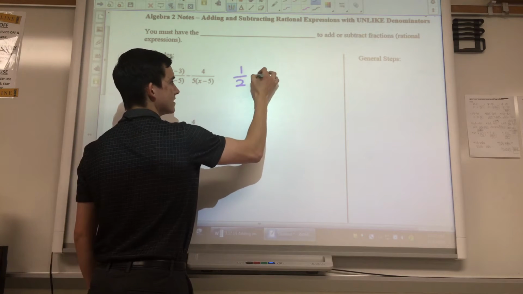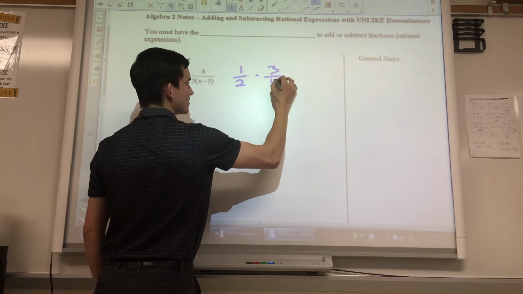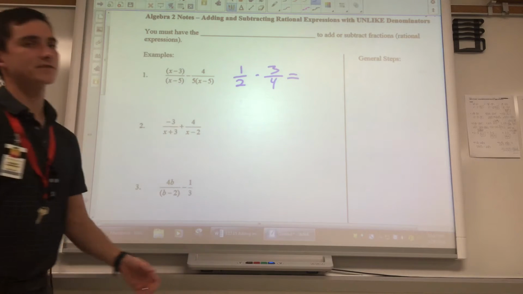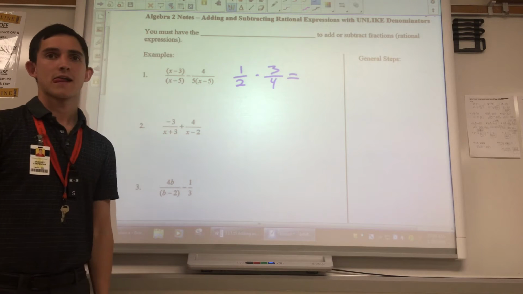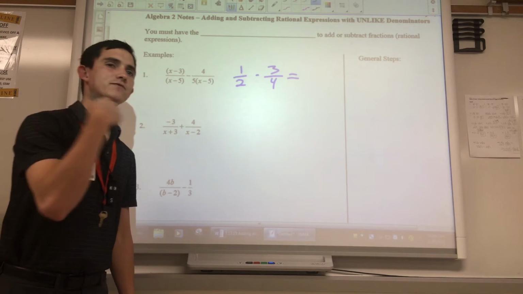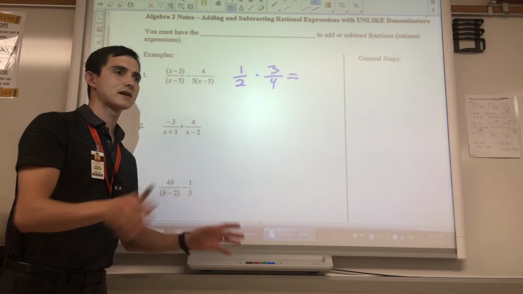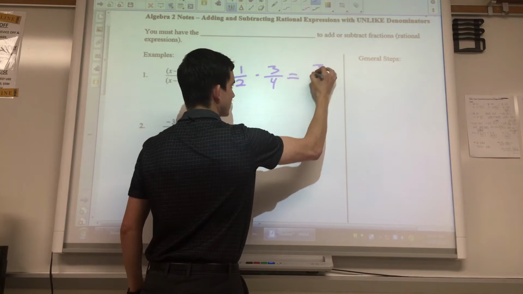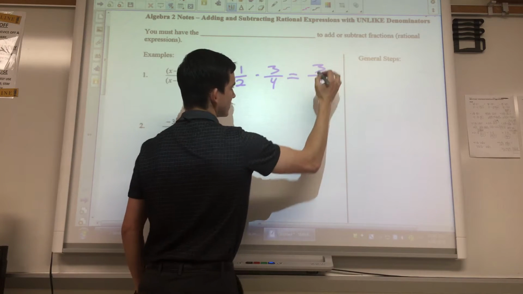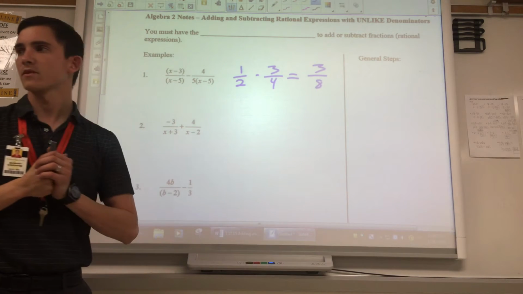If I have like 1/2 times 3/4. 1/2 times 3/4. How do you multiply those two fractions together? Straight across. That's why multiplying is very easy, okay? You don't need a common denominator. You don't need anything like that. You just multiply straight across. So 1 times 3 is 3. 2 times 4 is 8. And there it is, okay?